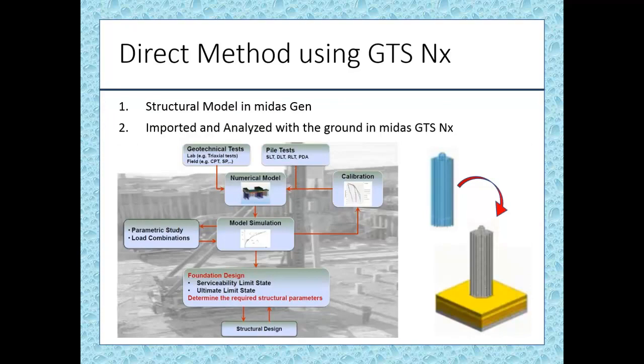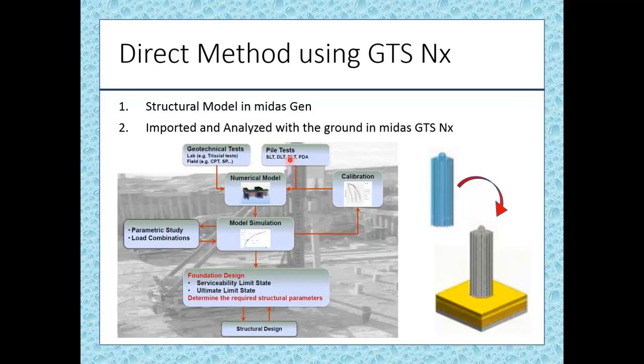All right, so how is the direct method used in GTS NX? Well, we get the structural model in Midas Gen, and then it is imported and analyzed with the ground in Midas GTS NX. So basically, at first in GTS NX, we need to have a numerical model created. You can actually have one single pile and get the full simulation done based on the geotechnical test and pile test, and see how close the results you are getting from the model are as compared to the geotechnical and pile test results.